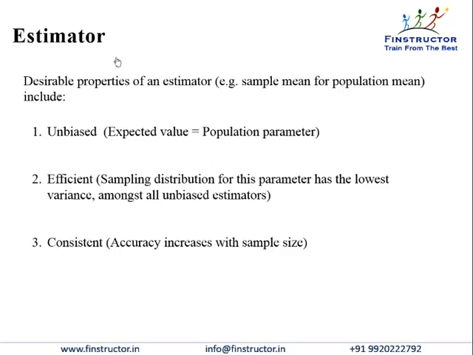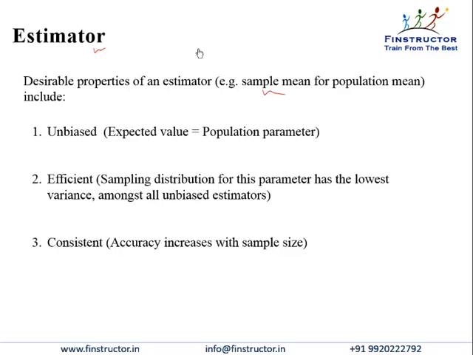The next concept tells us about the properties of a good estimator. So, if I have been asked to estimate the average age of all CFA and FRM candidates, that is, I am estimating the mean of the population, then what should my estimator be? Should it be the mean of the sample, or the median of the sample, or the mode of the sample?